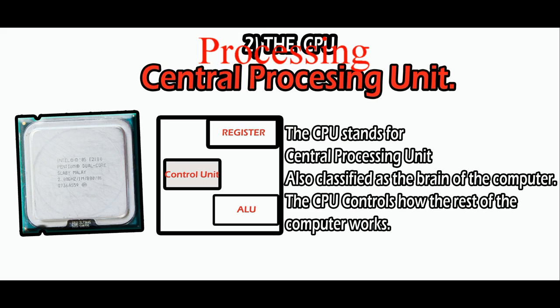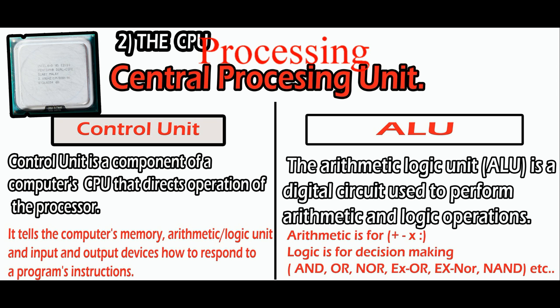Number 2, the CPU. The CPU stands for Central Processing Unit. It is also classified as the brain of the computer. The CPU controls how the rest of the computer works. The CPU is divided into 2 main components: the CU, which is the control unit, and the ALU, which is the arithmetic logic unit. The control unit is a component of a computer's central processing unit that directs the operation of the processor. It tells the computer's memory, arithmetic logic unit, and input and output devices how to respond to a program's instruction.